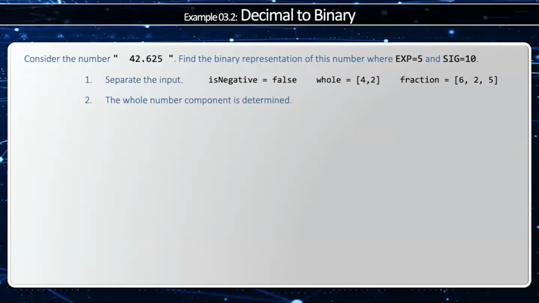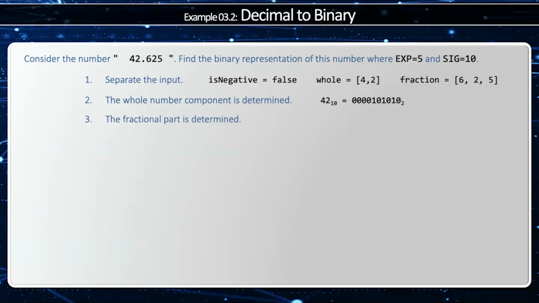So my whole number component is going to be determined, and that's going to be 42 base 10, and then when I compute it out, it'll be 000101010. And let's verify that's true. That's 2 plus 8 plus 32, and that is in fact 42.